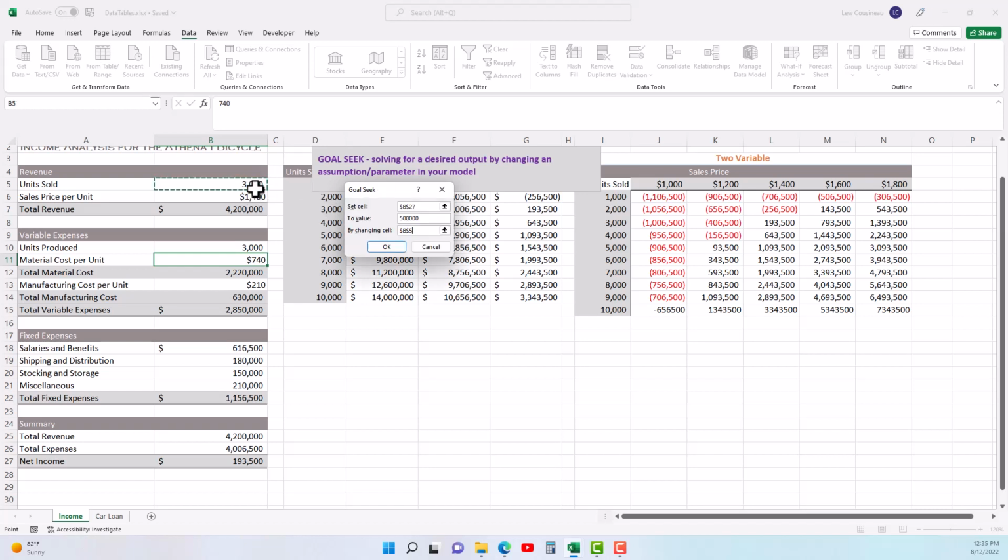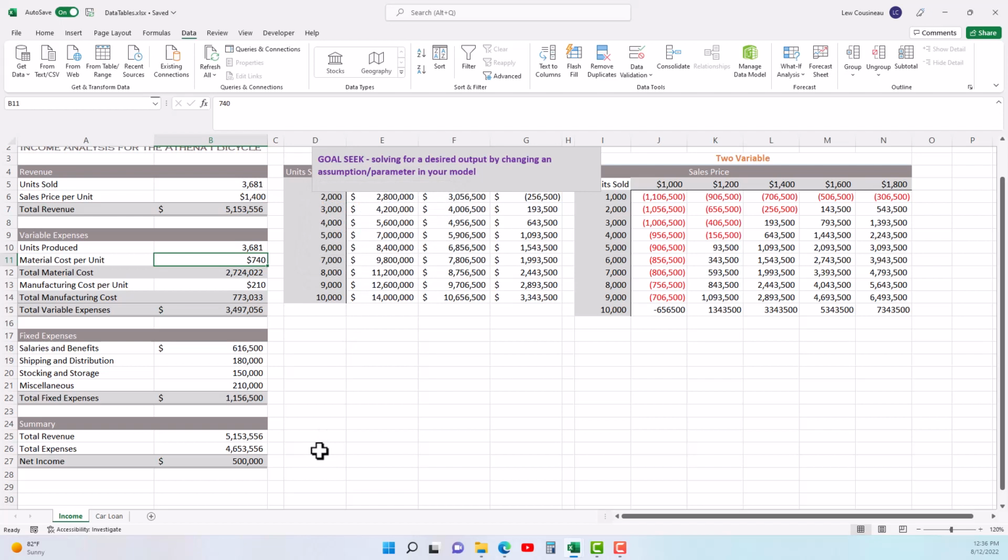So in this case, let's go ahead and choose how many units do I need to produce at that price to get this to 500,000. So you hit OK, it cranks through the numbers and says 3681. You can either choose to hit OK and it'll leave that number there, or you can hit Cancel and it'll put it back to the 3,000. I'll go ahead and hit OK in this case.